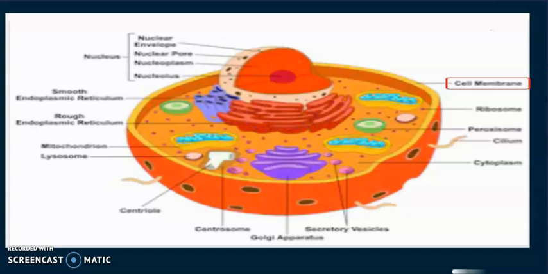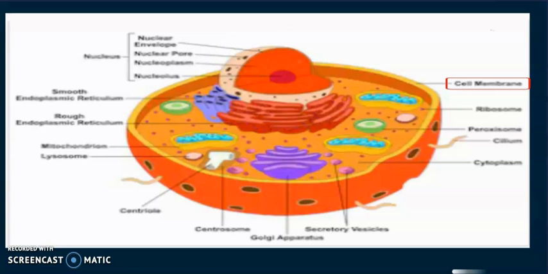Plant cells additionally possess a cell wall which provides mechanical support and also helps in other functions. The plant cell wall is usually made up of cellulose, proteins and enzymes.